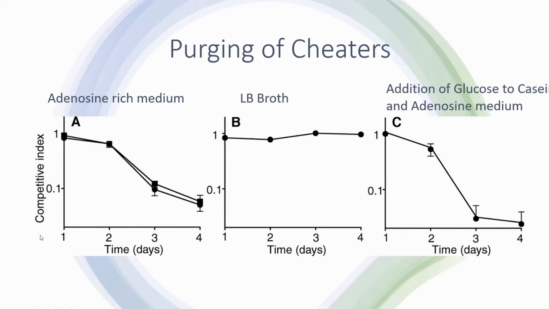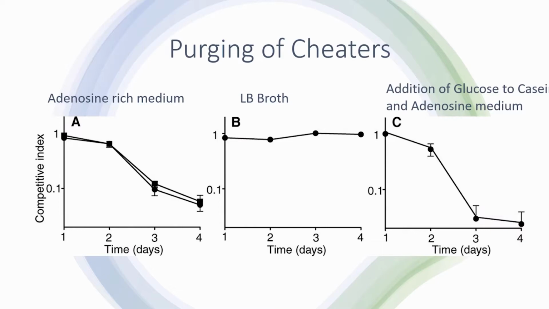How they measured this was through a competitive index that they created. Basically, this competitive index is describing how hard it is for cooperators to be getting their resources, so how difficult it was for them, how much they have to compete with the cheaters.